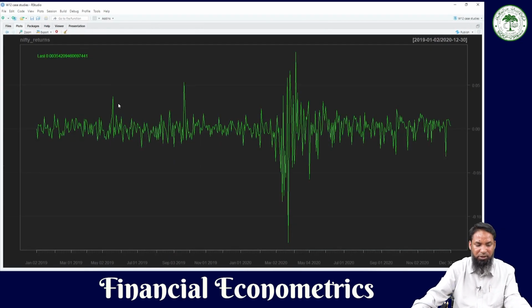So here you can see the Nifty return we have drawn, and around March 2024 there is a huge negative return. That means there has been a significant price drop in this March 2024.